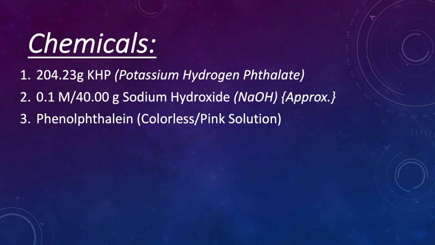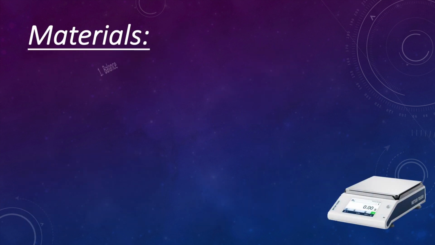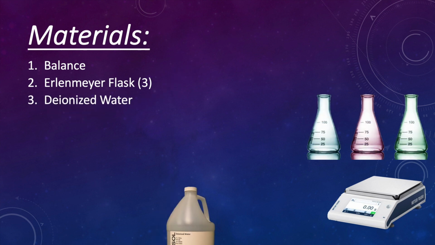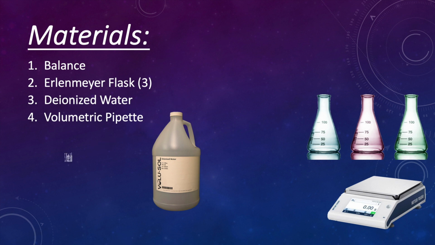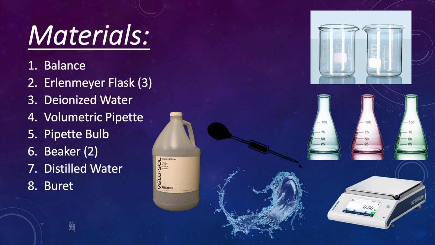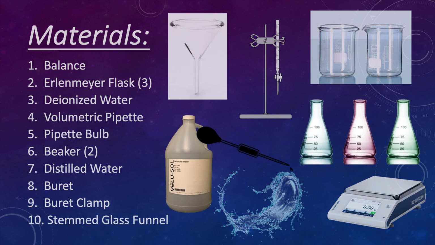Now, the chemicals that we're going to be using today are potassium hydrogen phthalate, sodium hydroxide, and obviously our phenolphthalein, which is our colorless to pink solution. The materials that we're going to be using today are a balance, 3 Erlenmeyer flasks, deionized water, a volumetric pipette and pipette bulb, 2 beakers, distilled water, a burette and burette clamp, and finally a stem glass funnel.